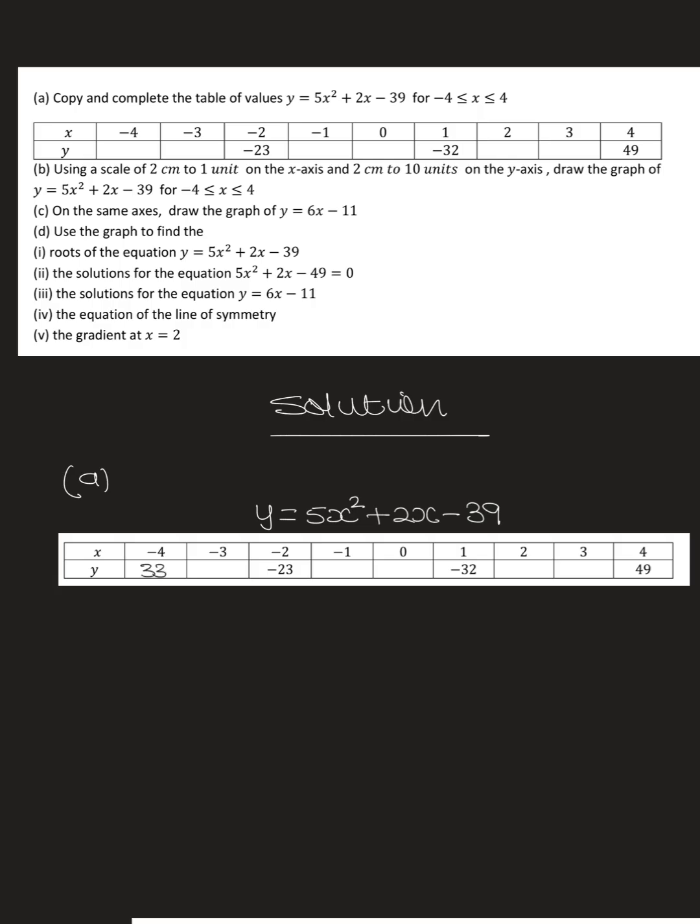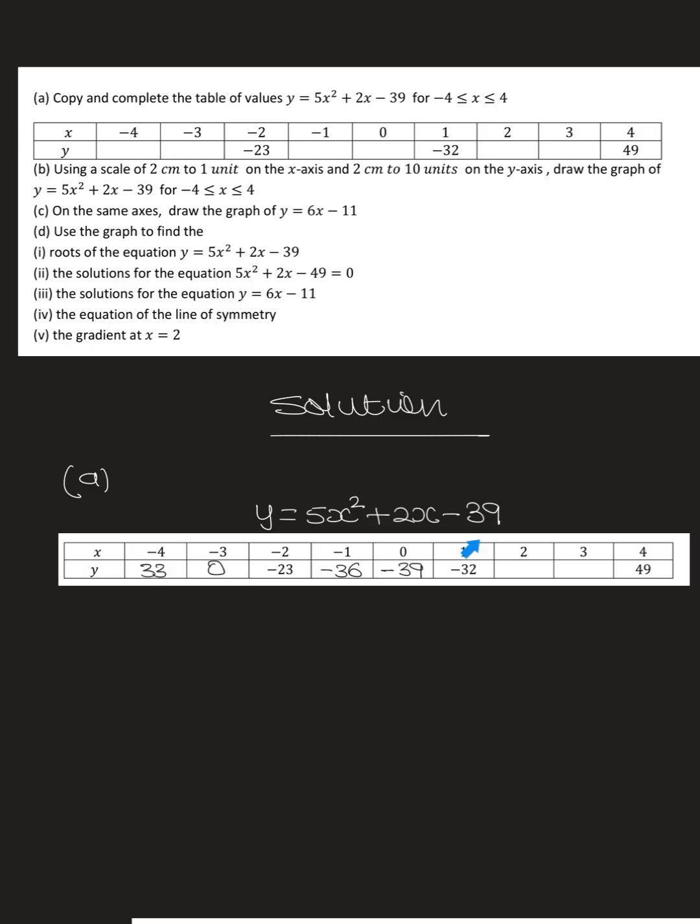When x is equal to minus 4, by substituting its value into the equation, we will have y is equal to 33. When x is equal to minus 3, y is equal to 0. We can confirm that when x is equal to minus 2, y is equal to minus 23. When x is equal to minus 1, y is equal to minus 36. When x is equal to 0, y is minus 39.